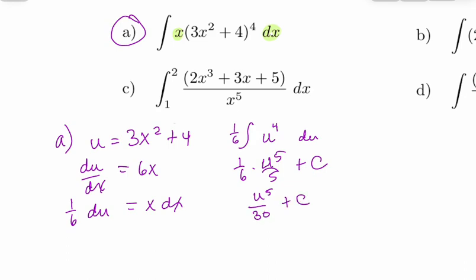We are not done until we put the x's back in. Remember, u was equal to 3x squared plus 4. That's the thing that was stuck. So that is your final answer. How can we check our work?